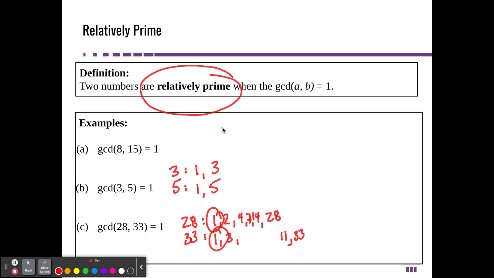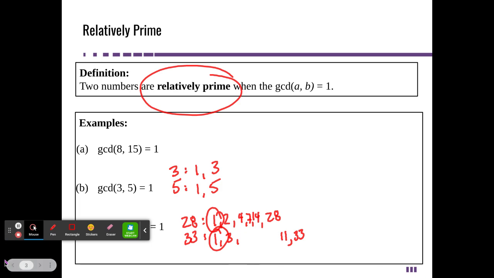All right, so I'm going to stop this video right there. That takes care of the conversation about relatively prime and GCD.